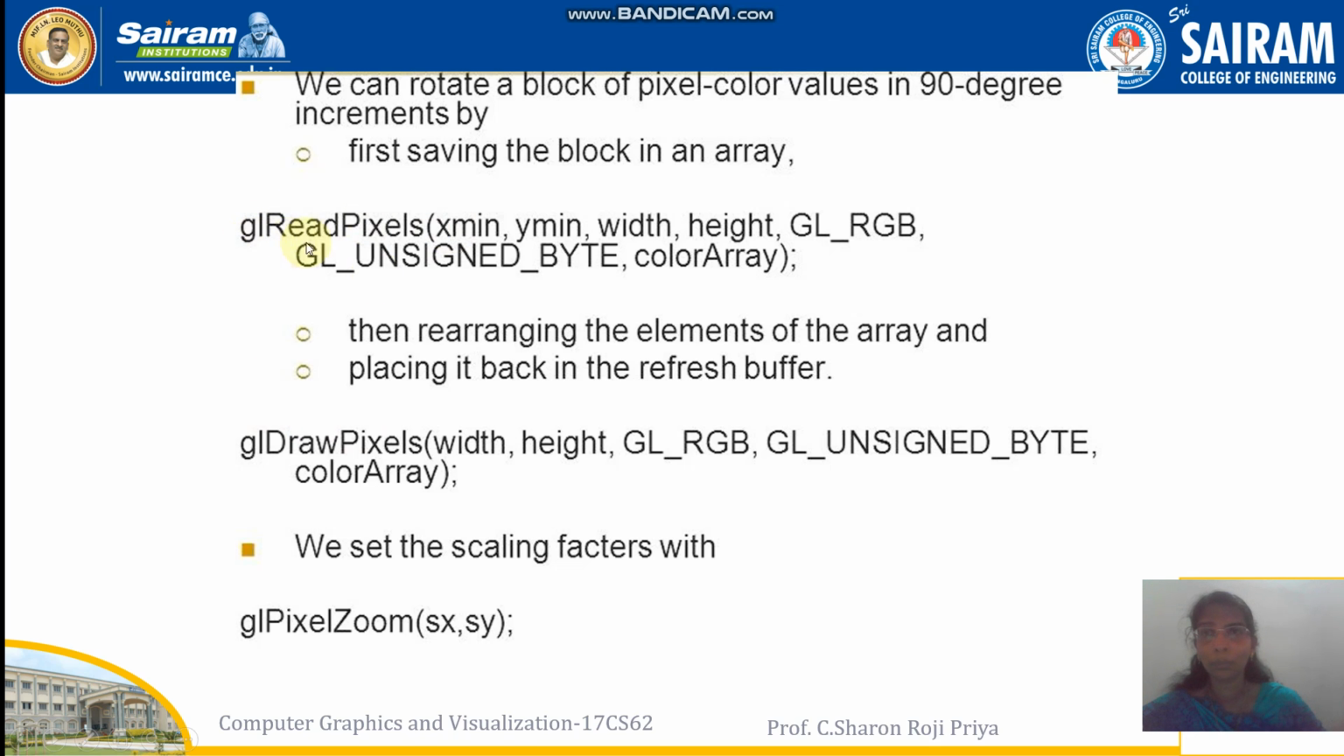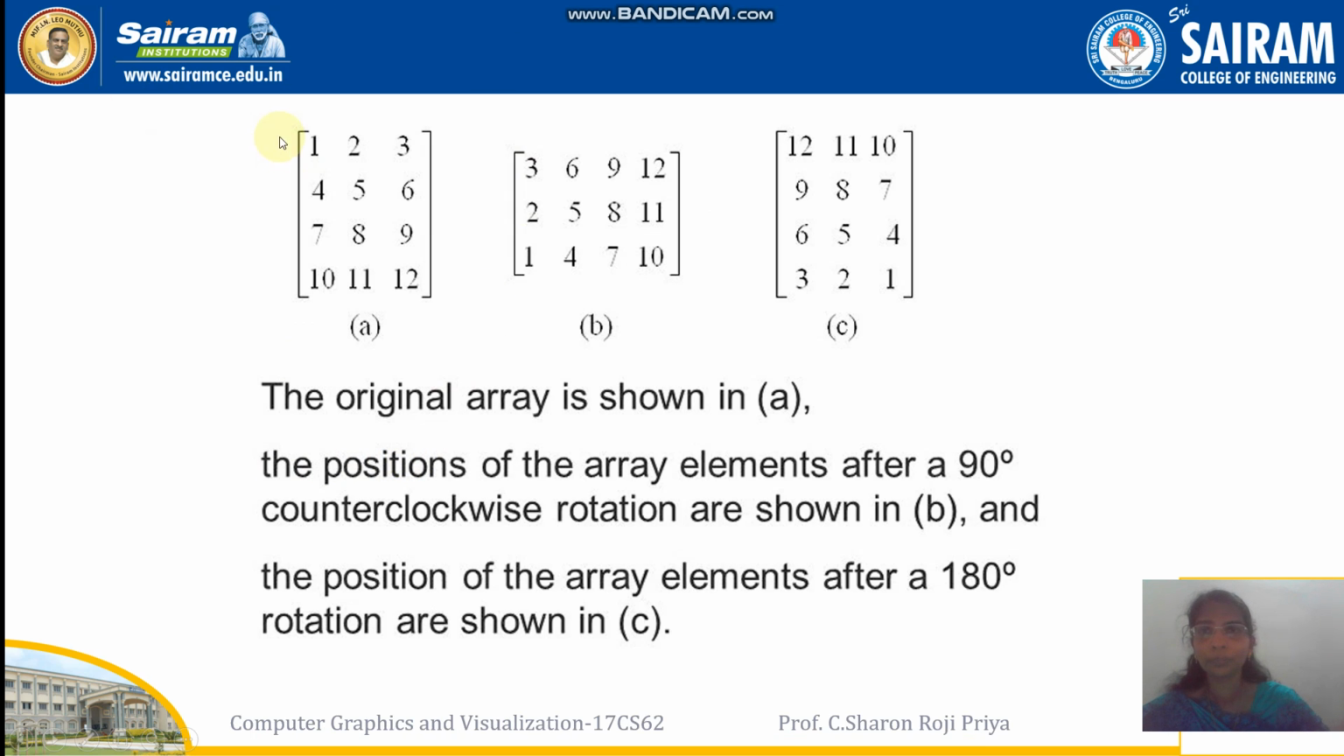So the corresponding raster operation is glReadPixels. Here again the first four parameters are the lower left corner of my block, the width of my block and the height of my block, which I am going to save in an array. RGB, and this is a color array. In this array I am storing it. Then I will perform some rearrangements in the elements. Once rearranging is over, I have to store this back in my frame buffer, placing it back in the refresh buffer or frame buffer. For placing it back, the function is glDrawPixels.